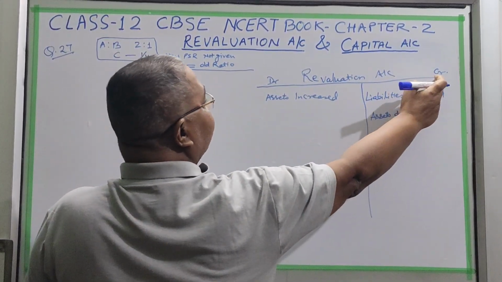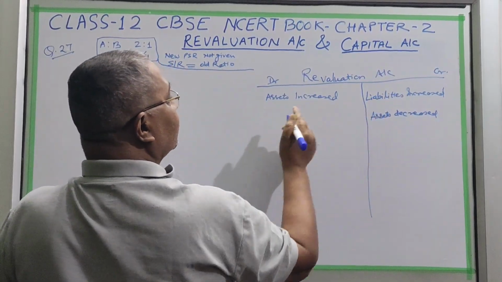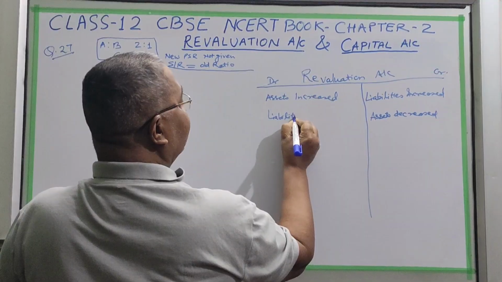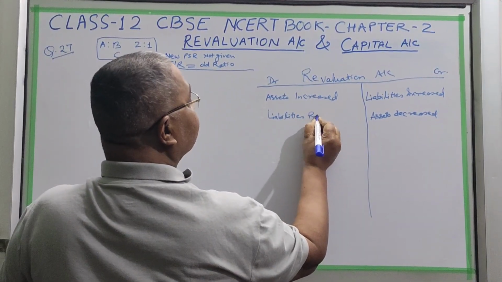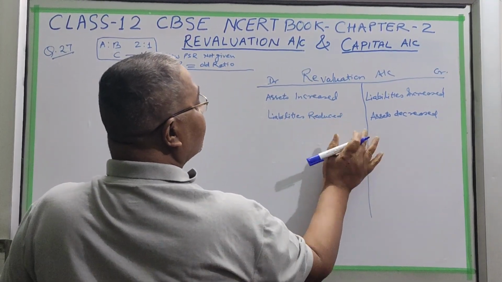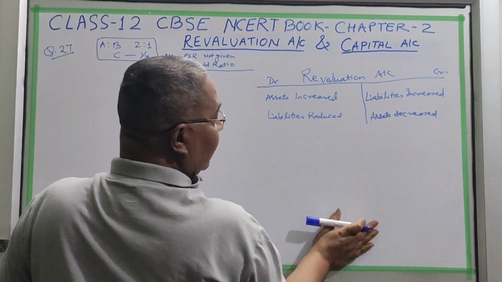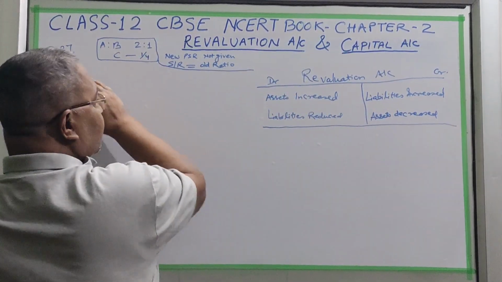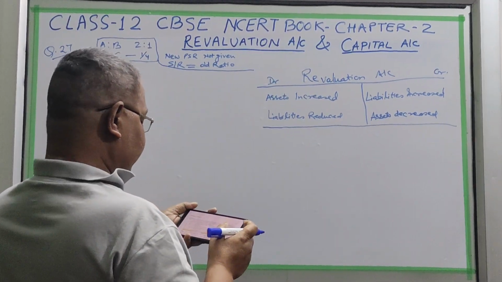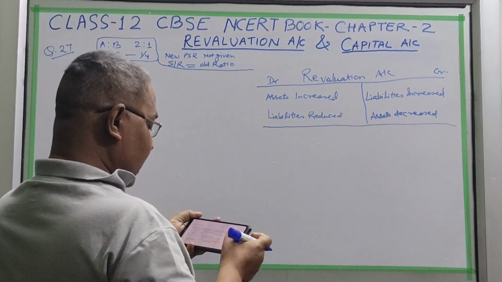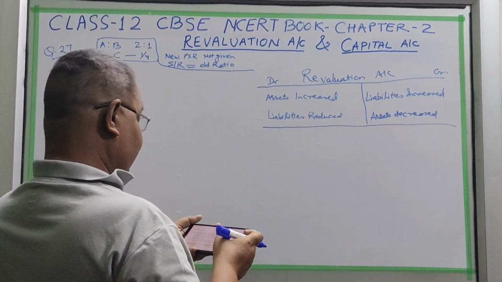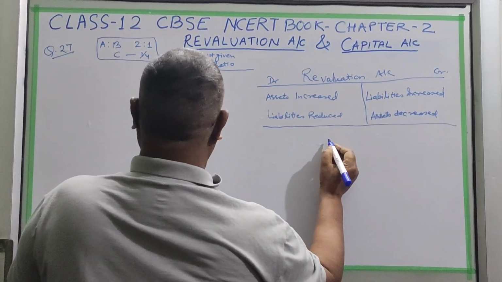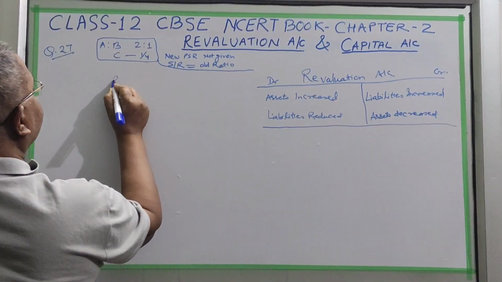Likewise, liability is by nature credit. If you want to reduce any liability, you have to write it on the debit side. Based on this, we are going to solve this question. We will prepare a capital account and revaluation account. We are going to prepare the revaluation account first.